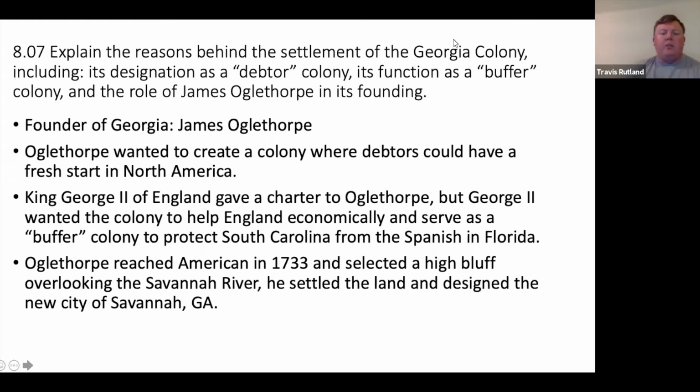Now, Oglethorpe reached America in 1733 and selected a high bluff overlooking the Savannah River. He settled that land and designed the new city of Savannah, Georgia. So that was the colony of Georgia. Oglethorpe, again, wanted it to be a place for debtors to go. King George II wanted it to be a buffer colony.